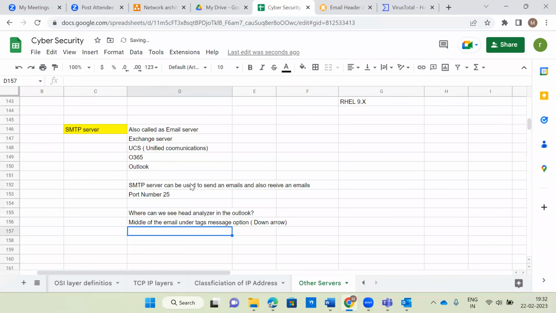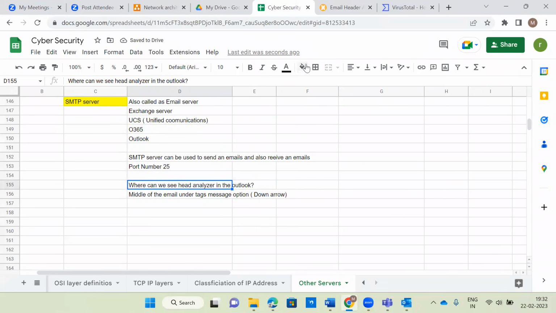This is what you have to remember, guys. This is important. Whoever is working professionally is already aware of this, but a couple of people don't have Outlook, so that's why I'm providing this option as well. That is where we can see the header analyzer in Office 365 Outlook.